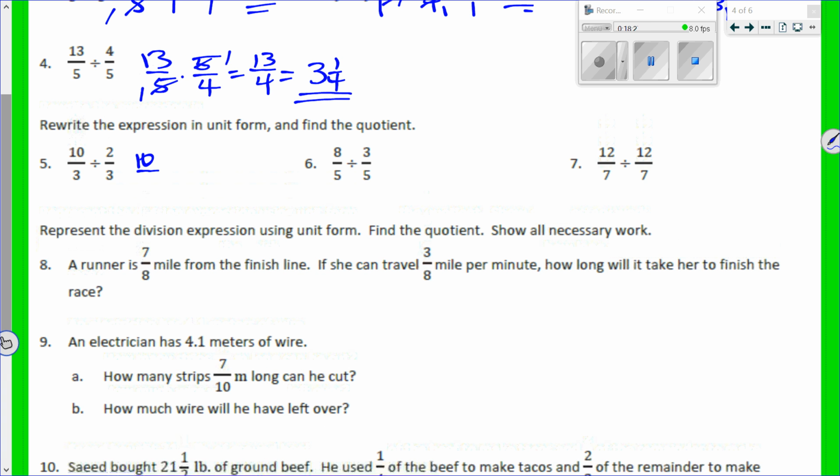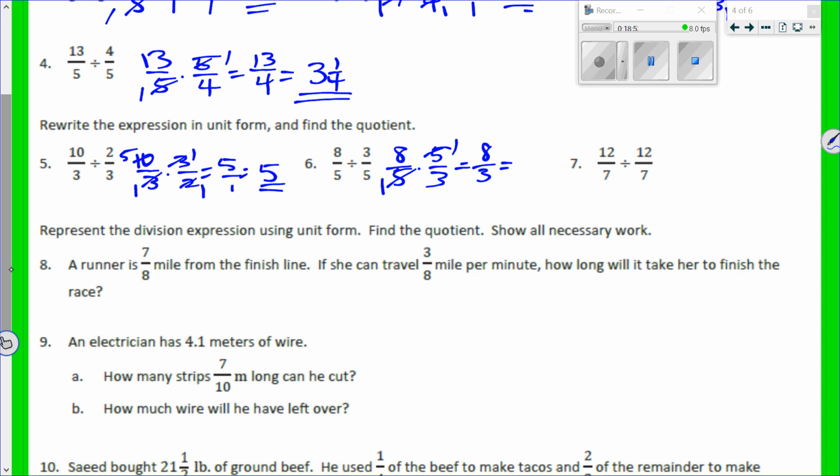Keep, change, flip. 3's go away. 2 and 10 I can divide by 2. 5 times 1 is 5. 1 times 1 is 1. 5 divided by 1 is 5. Keep 8/5, change to times, flip 5/3. 5's go away. 8 and 3 I can't do anything. 8 times 1 is 8. 1 times 3 is 3. 3 goes into 8 twice with 2 left over.